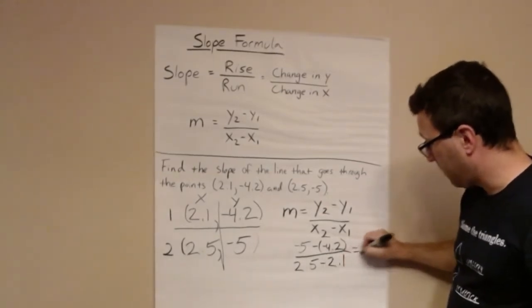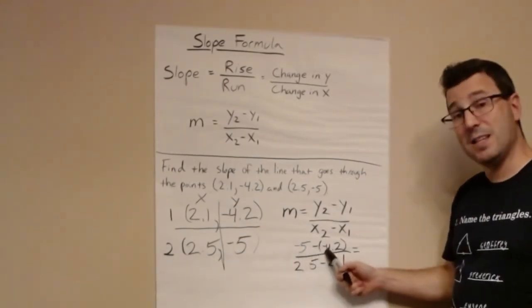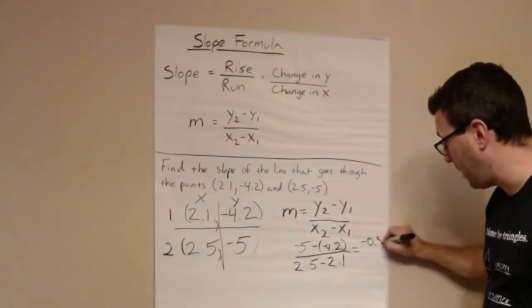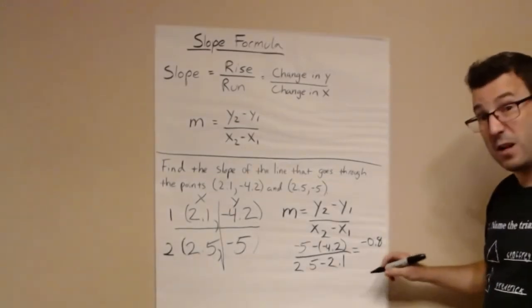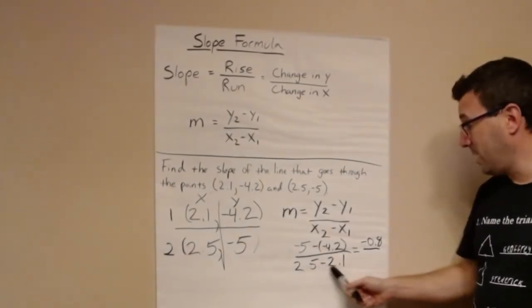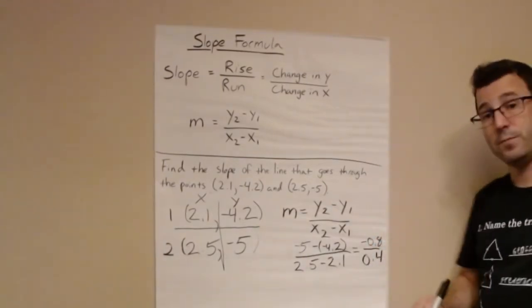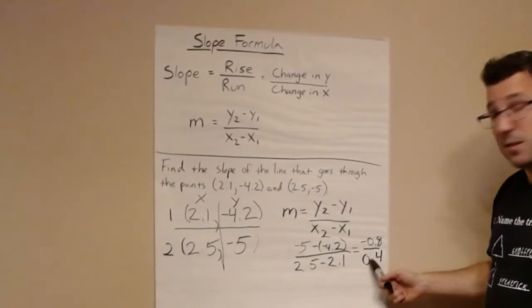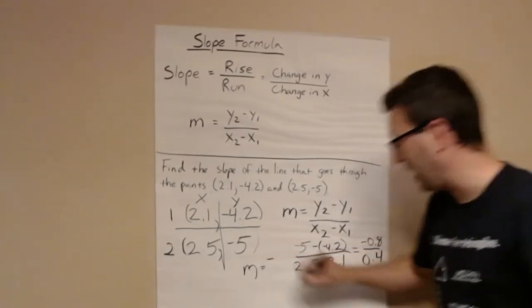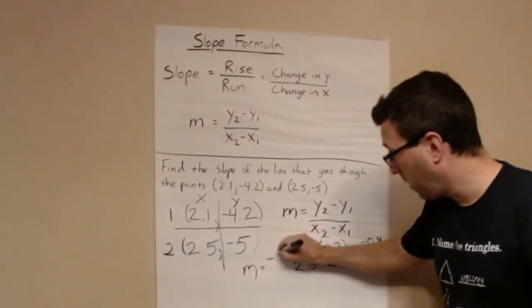Now when I do this, negative 5 minus a negative 4.2, the minus a negative becomes a plus. So what I'm left with here is negative 0.8. Running out of room. On the bottom, 2.5 minus 2.1 is 0.4. Now when I do this, I've got a negative slope, so m equals negative, and then 0.8 divided by 0.4, that's 2.